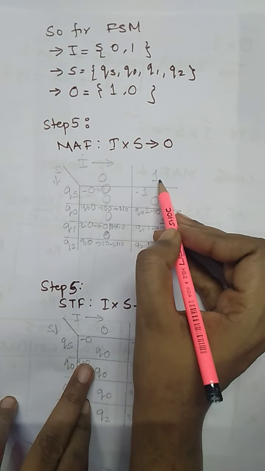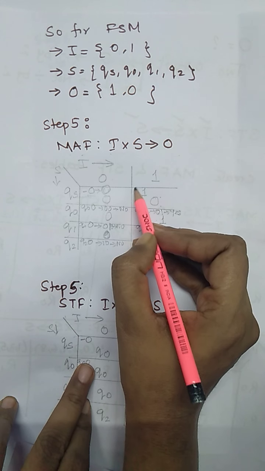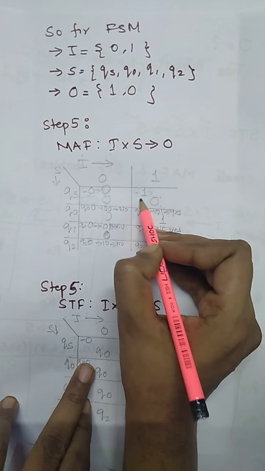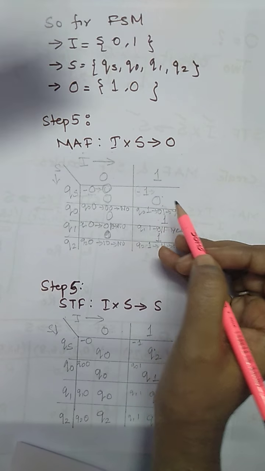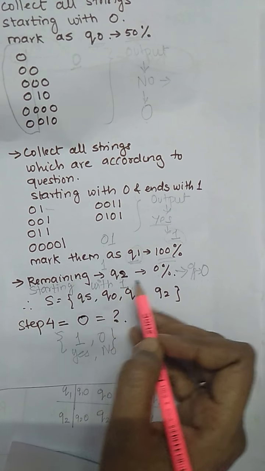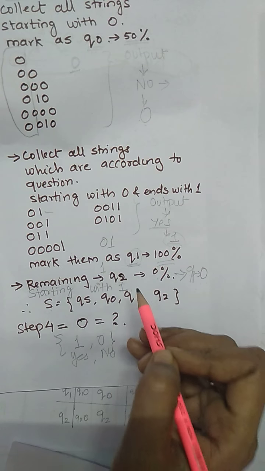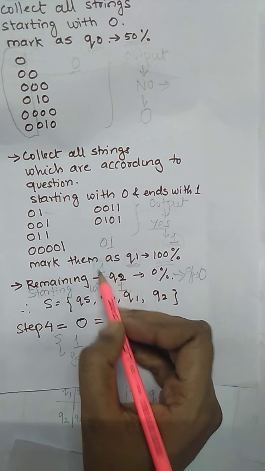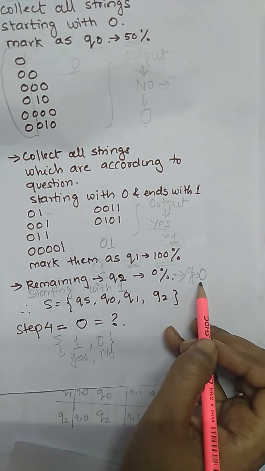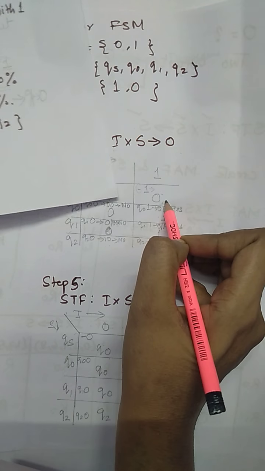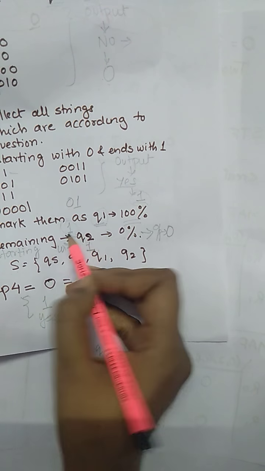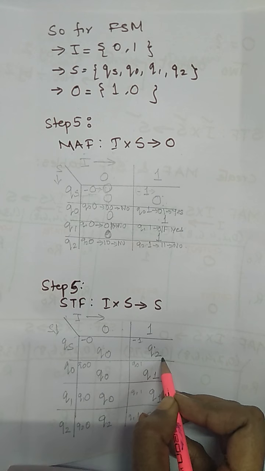Now QS with 1. QS represents nothing, so it will be the string 1. What we had decided initially is that if the string has 0% of the solution, that is, the string is not starting with 0 but with 1, the output will be 0. So the output will be 0, and it is going to the Q2 state.